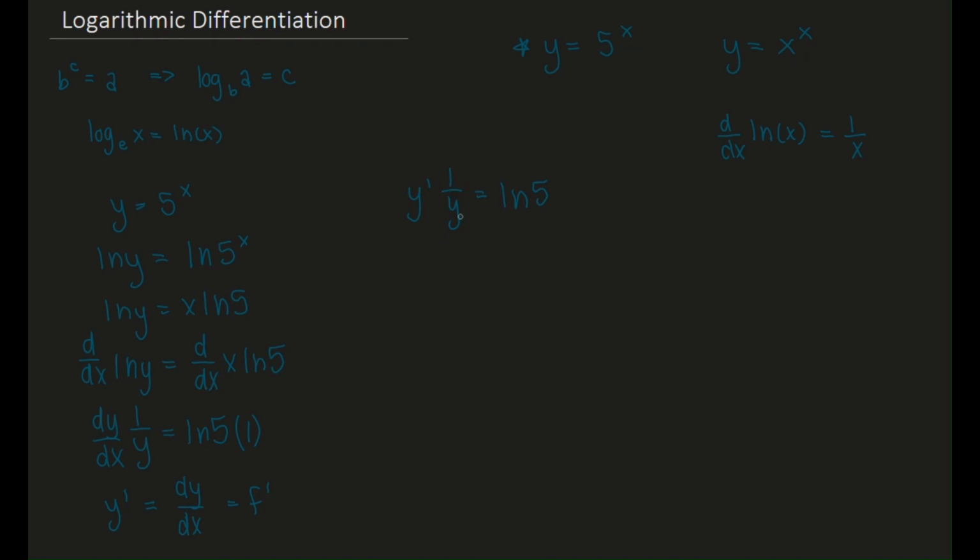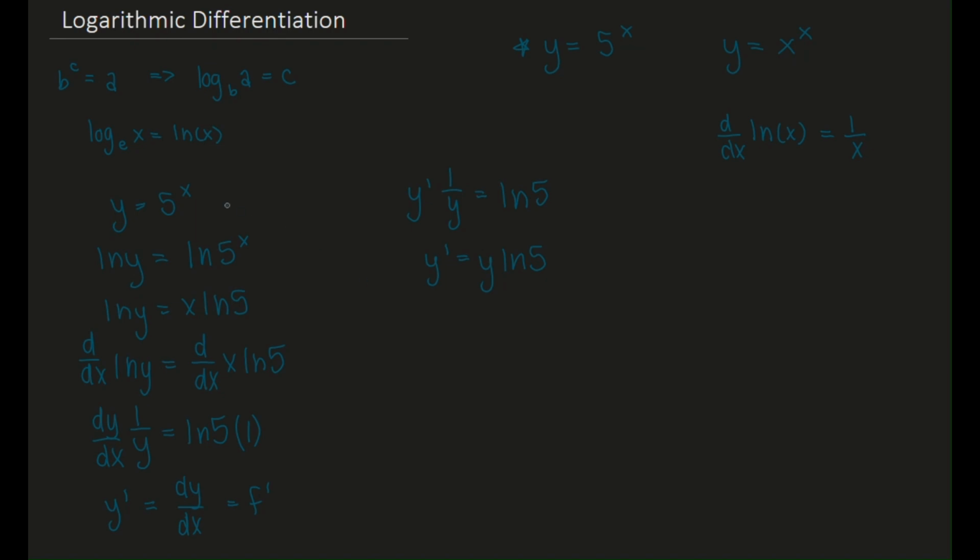Now I want to move this y to the other side. So I have y prime equals, I'm just going to bring it to the front, y times the natural log of 5. Now I don't want the y variable. I want all my variables to be in terms of x. So how do I undo that?